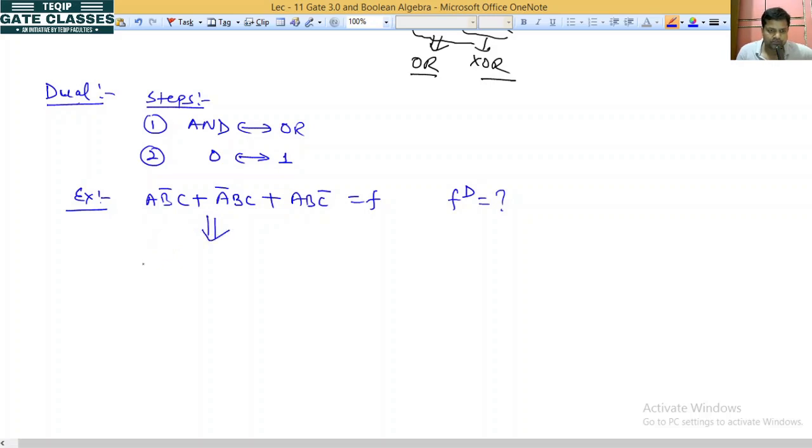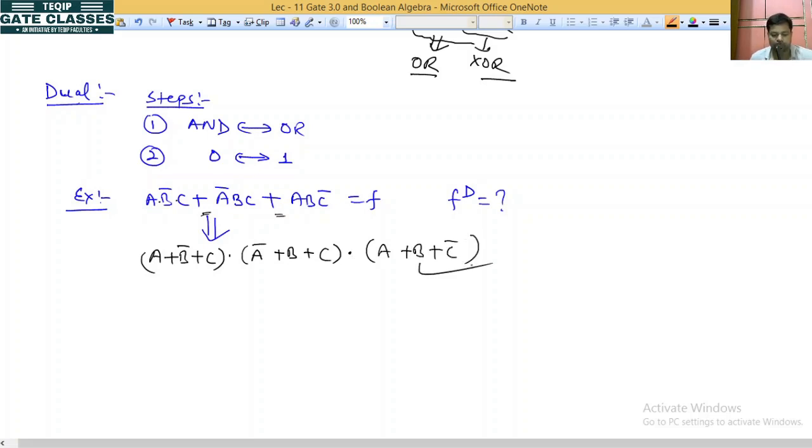So what will be the answer? The answer will be a plus b bar plus c, because the AND operation is there, so you have to replace this AND with OR, so it will be a or b bar or c. It has an OR operation here, so we have to replace it with AND. A bar plus b plus c, this again will be replaced with a plus b plus c bar. So this is the dual function.